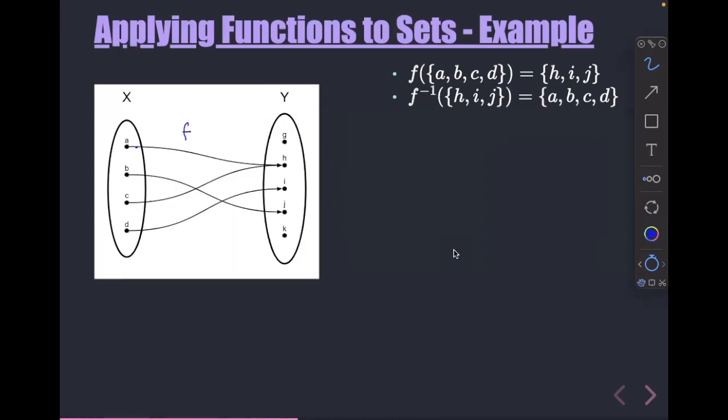Similarly, if I wanted to say that the pre-image of my set, so f inverse of h, i, j, that would give me my input a, b, c, d.